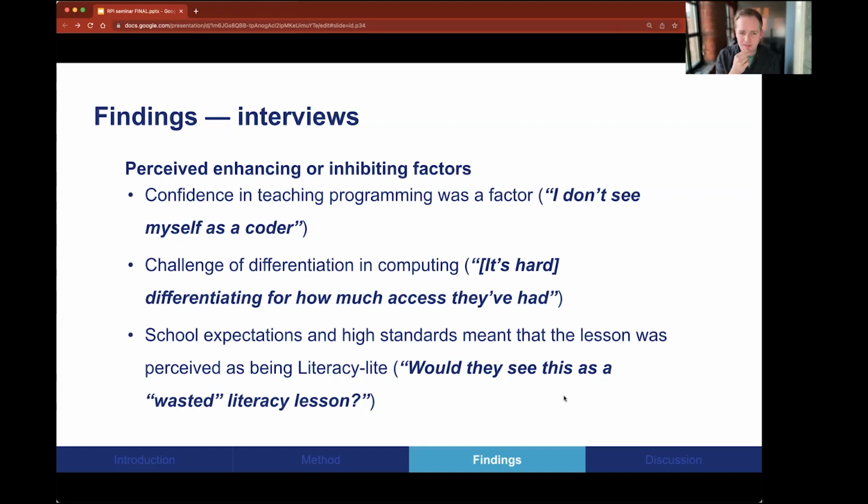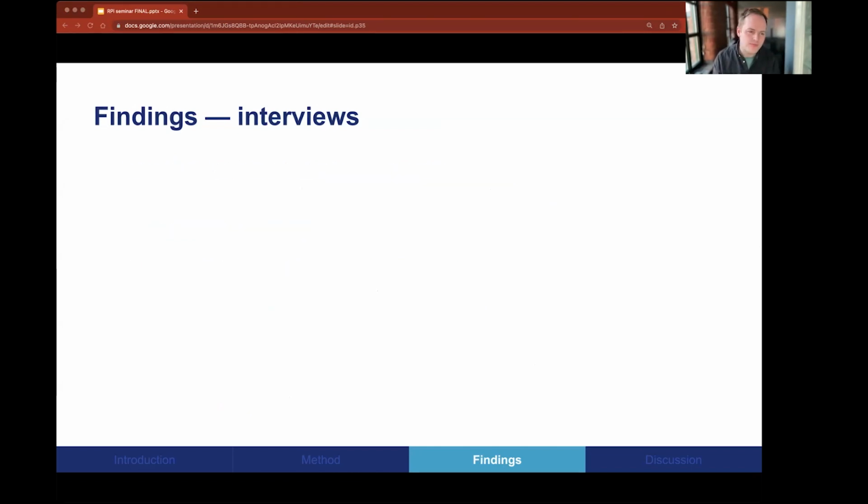And this is the point about cross-curricular computing that I think is quite important, that we end up with something that's neither computing nor literacy, right? It's neither one nor the other, which is a real challenge when we're thinking about integration.